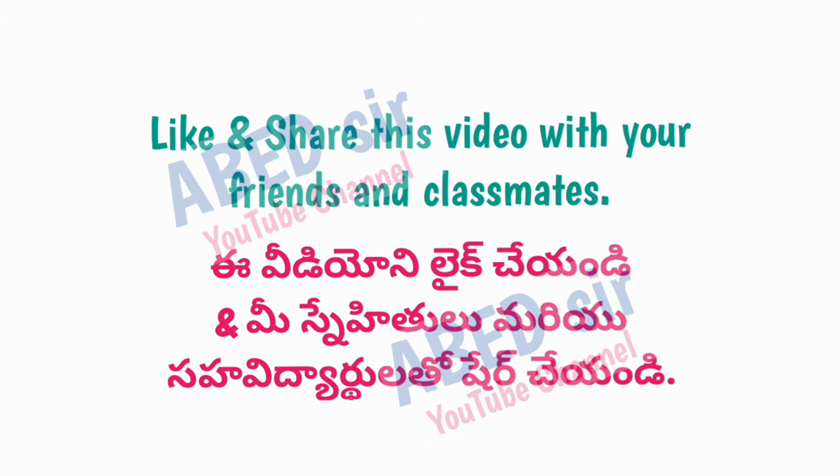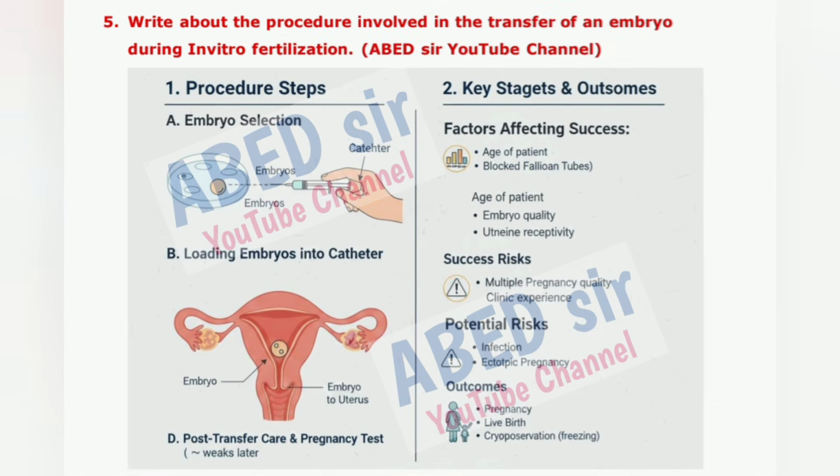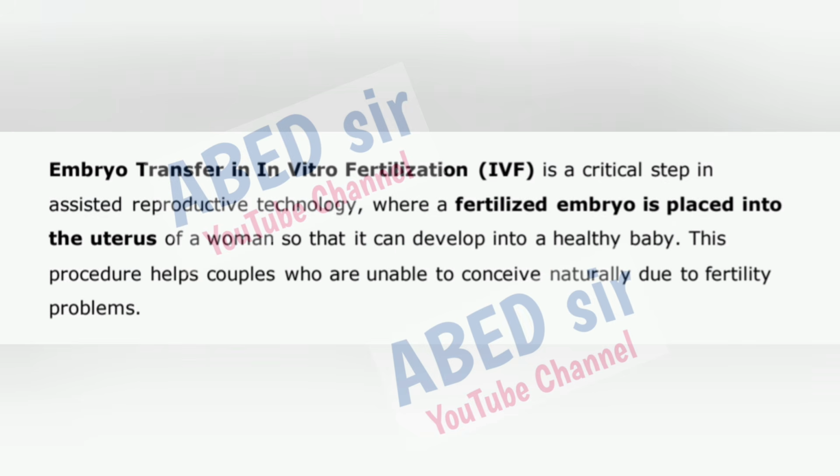Next important long question is: 5. Write about the procedure involved in the transfer of an embryo during in vitro fertilization. Embryo transfer in in vitro fertilization, IVF, is a critical step in assisted reproductive technology, where a fertilized embryo is placed into the uterus of a woman so that it can develop into a healthy baby. This procedure helps couples who are unable to conceive naturally due to fertility problems.